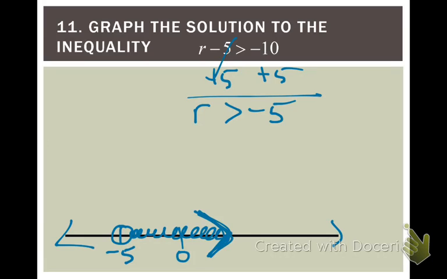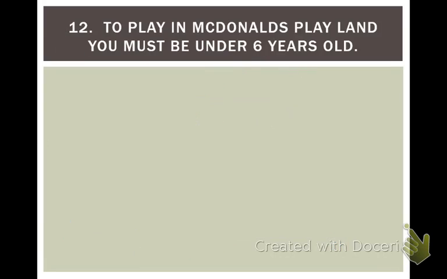All right. We also want to be able to come up with inequalities to help us model some situations. Right? So for example, to play in McDonald's Playland, you must be under 6 years old. Okay? Let's write an inequality to represent that. We need to find some way to represent the age of anybody that walks in the door, right?